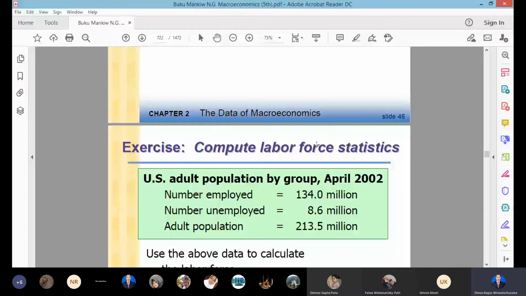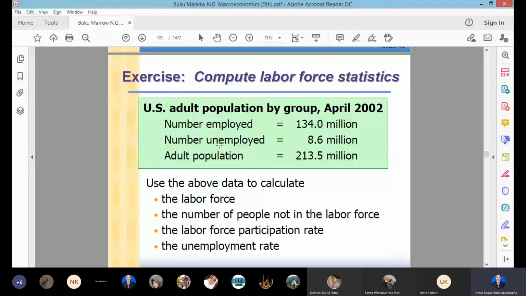Exercise. US adult population by group, April 2002. Number employed 134, number unemployed 8.6, adult population 213.5 million. Use the above data to calculate the labor force, the number of people not in the labor force, the labor force participation rate, and the unemployment rate.